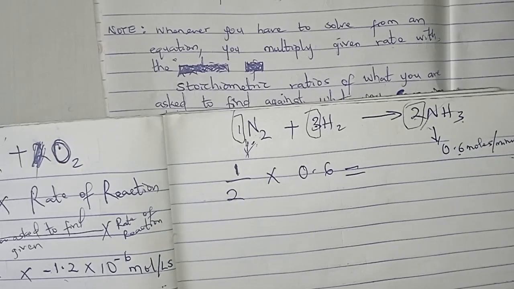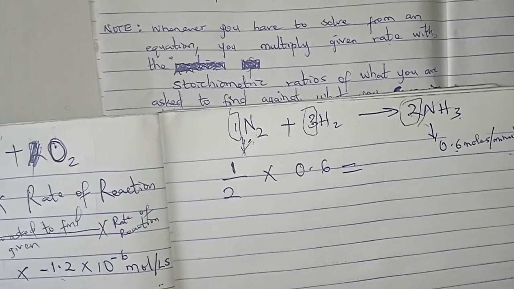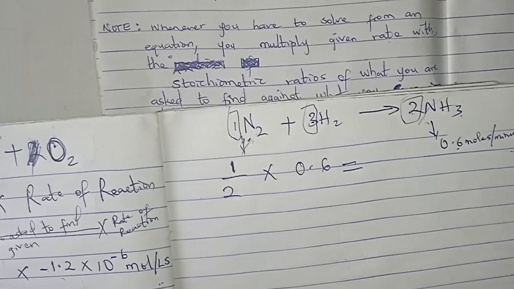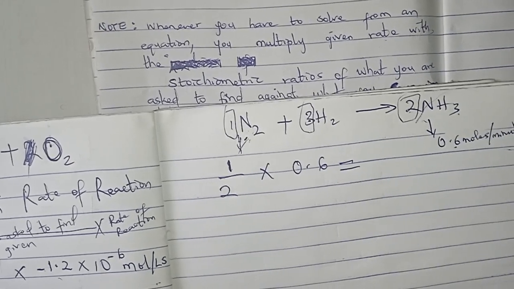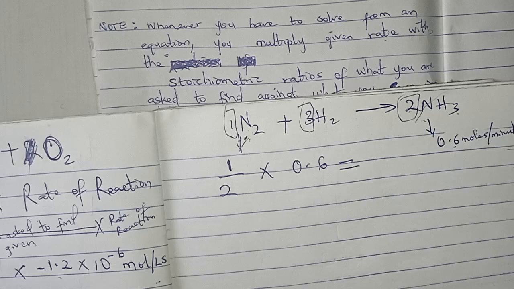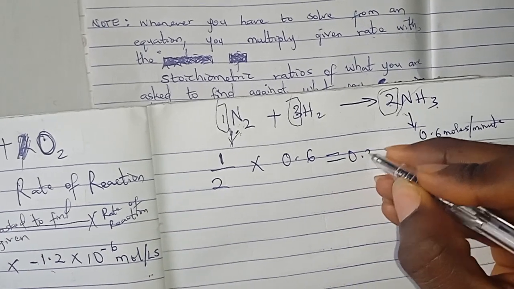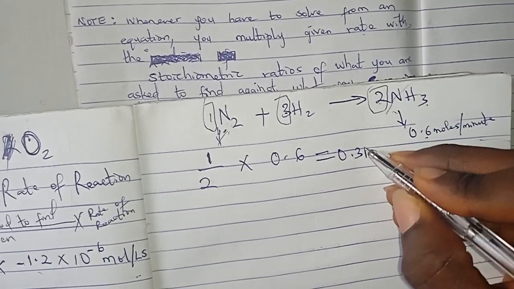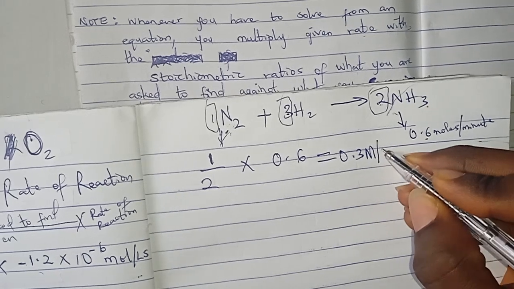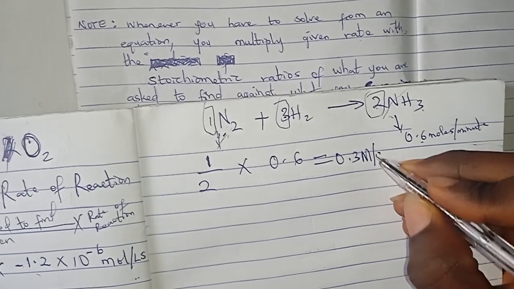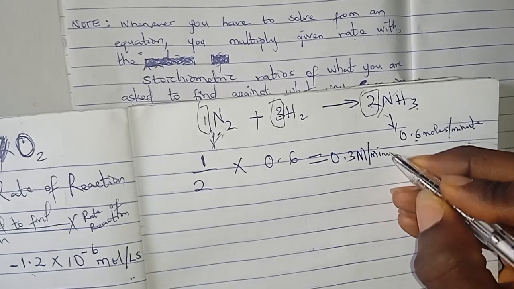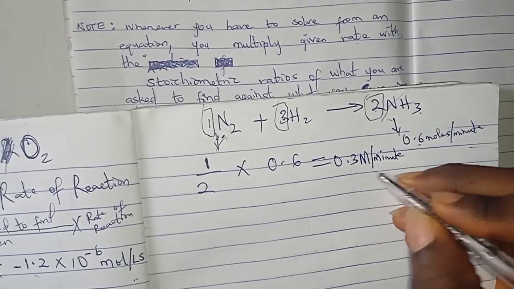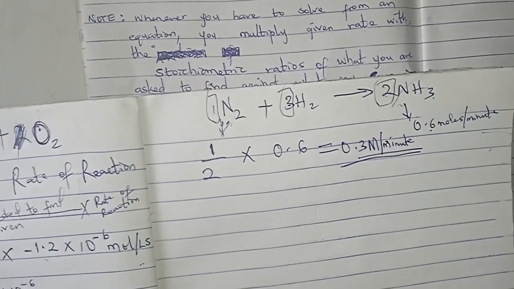So let's try to punch it. 1 divided by 2 times 0.6 gives me 0.3. So that is the rate, which is molarity per second. But this time around it is in minutes. So I can say per minute. So that is for that one.